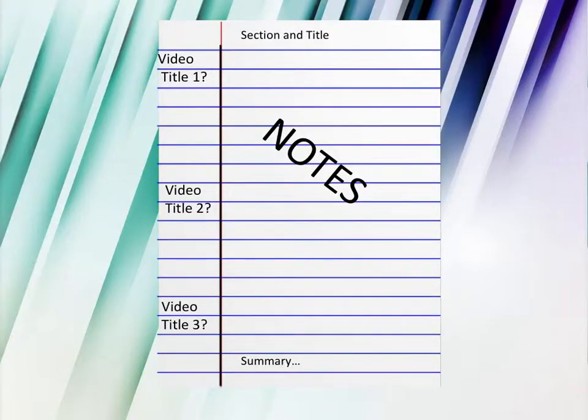I just want to remind you what your notes should look like to take notes from this video. Your section and title go up top. This is video title 1. There is no video title 2 or 3. You'll complete your notes in the right-hand column, and at the very end of the video, after you've reviewed your notes a few times, you'll write your summary.